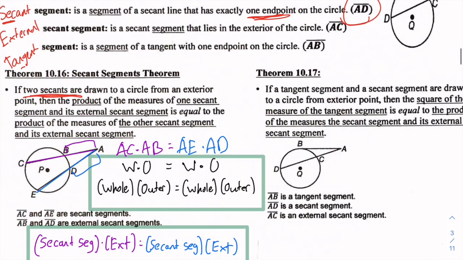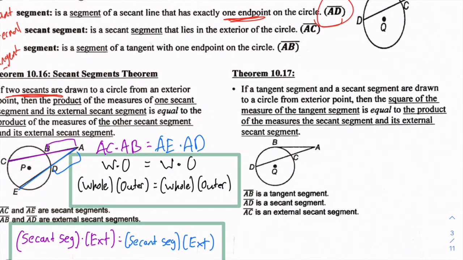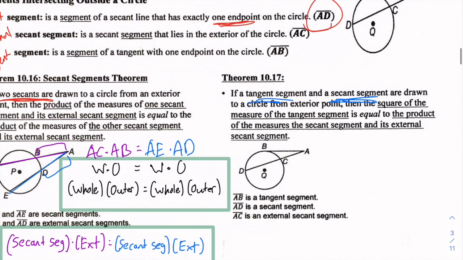So that's theorem number 2, 2 of the 3. We learned the first one in part 1. So the third theorem for this section is for a tangent segment and a secant segment. So you have a diagram that will look like this. So the formula here, let's read this. The square of the measure of the tangent segment.